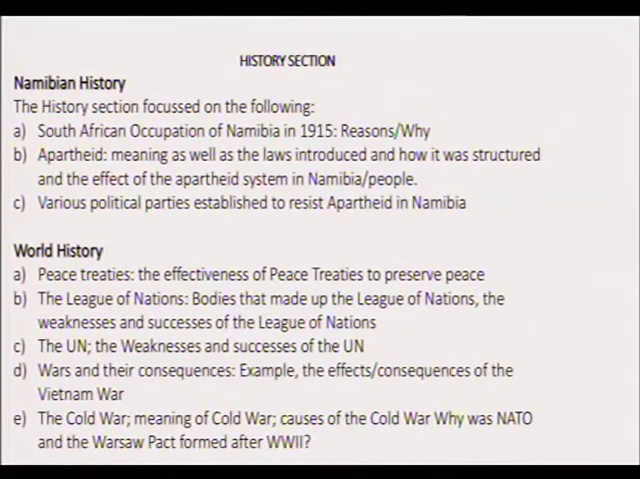Another focus is the issue around the apartheid system, where you need to be able to explain what the concept apartheid, for example, means, as well as the different apartheid laws introduced and how it was structured, and how this apartheid system affected the Namibian people. So it was introduced, and then obviously what was the effect on the people themselves.